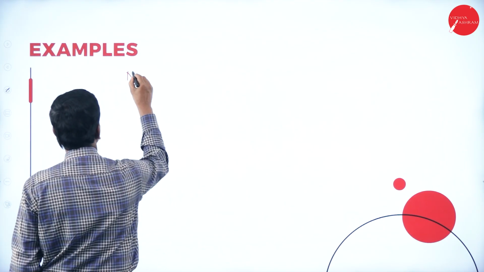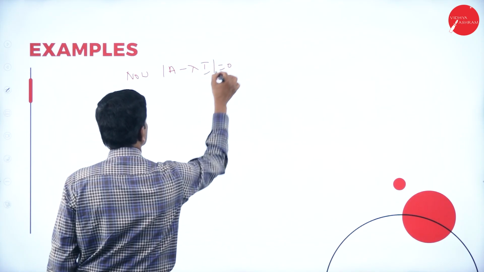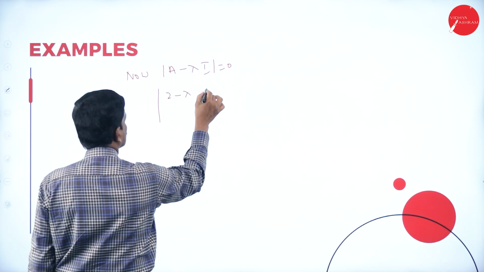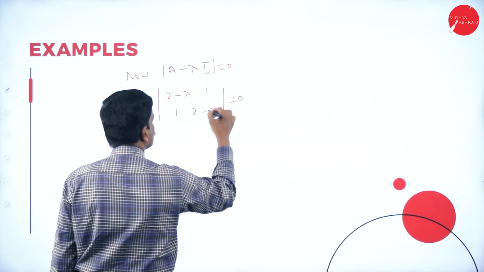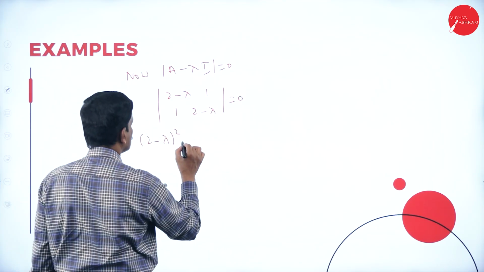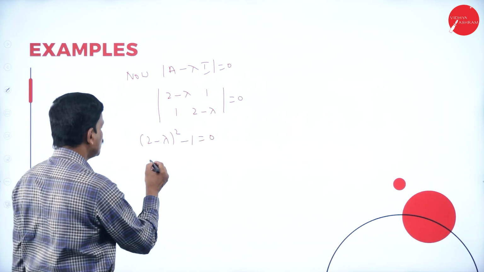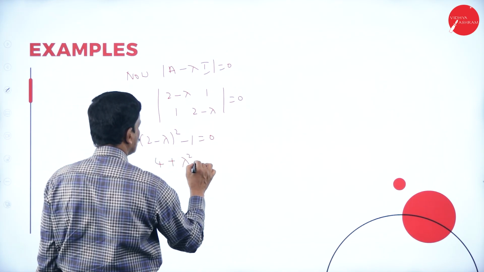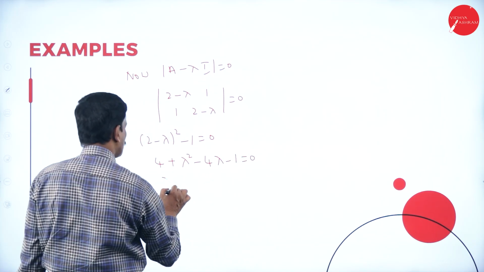Now, the characteristics equation is determinant of A minus lambda I equal to 0. So, determinant of A minus lambda I is 2 minus lambda, 1, again 1, 2 minus lambda is equal to 0. Simplify this. 2 minus lambda into 2 minus lambda is 2 minus lambda whole square, minus 1 is equal to 0. Now, this is of the form A minus B whole square: A square, 2 square is 4, plus B square, lambda square, minus 2AB, 2 2s are 4 lambda, minus 1 is equal to 0.